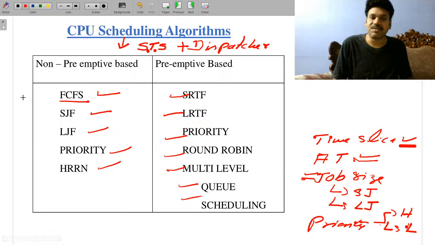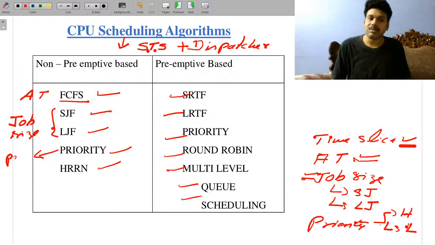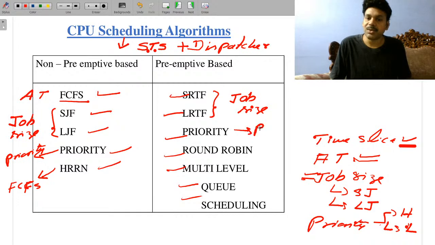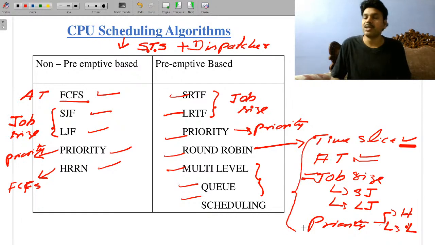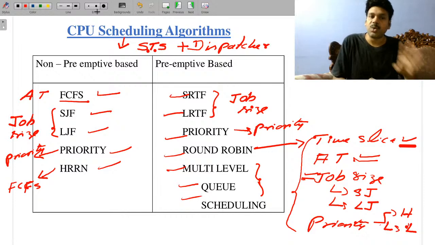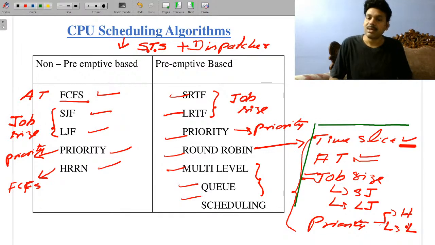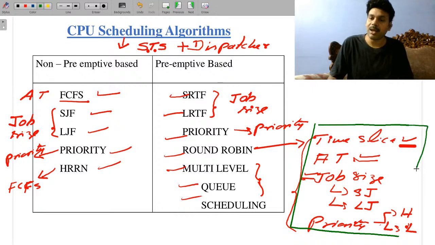Observe: first come first serve is based on arrival time. SJF and LJF are based on job size. Priority is based on the priority parameter, and HRRN is also similar to first come first serve. SRTF and LRTF are both based on job size. Round robin uses the time slice, and multi-level queue scheduling is based on mixing all these parameters. Therefore friends, only four parameters are there to do CPU scheduling: time slice, arrival time, job size, and priority.